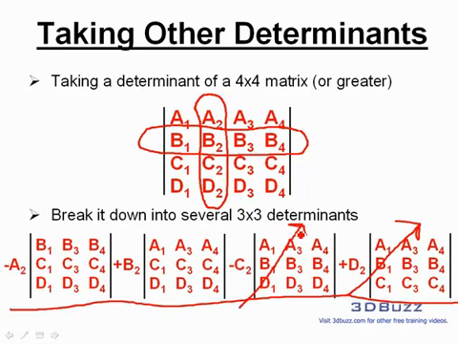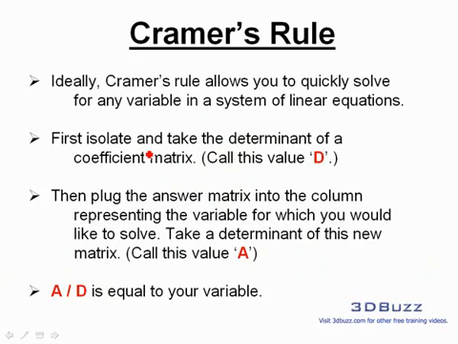Right. And if you applied the same technique of reduction of order, the same way you turn a 4x4 into 4 3x3s, you can turn a 3x3 into 3 2x2s, and it would work out the same. Yep. The value of the determinant doesn't change. Cool. Okay, so with all that said and done, we can finally get into Cramer's rule.